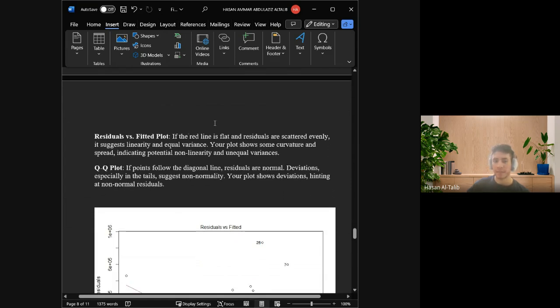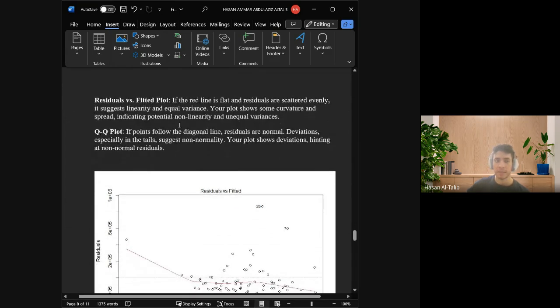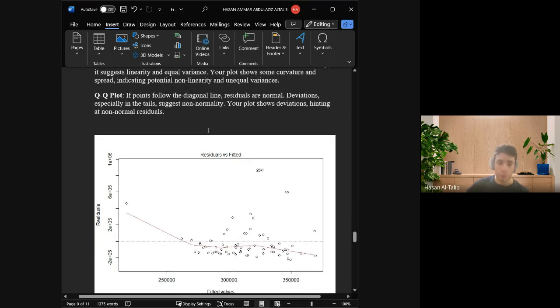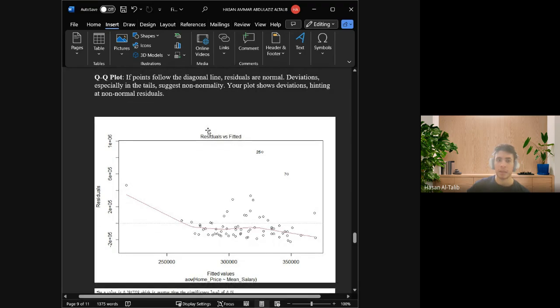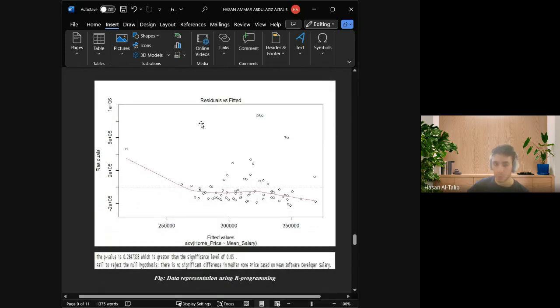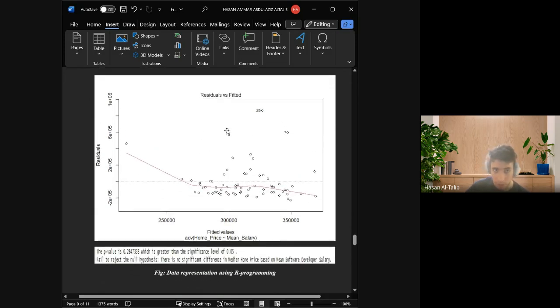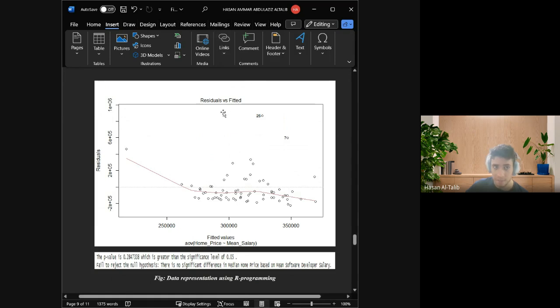For the residuals versus fitted plot, when the red line is flat and residuals are scattered evenly, this suggests linearity and equal variance. Our plot is showing curvature and spread, which indicates potential nonlinearity and unequal variances. For the QQ plot, if points follow the diagonal line, residuals are normal, and deviations, especially in the tails, suggest non-normality. Our plot is showing deviations hinting at non-normal residuals. Here are extra plots for the residuals.